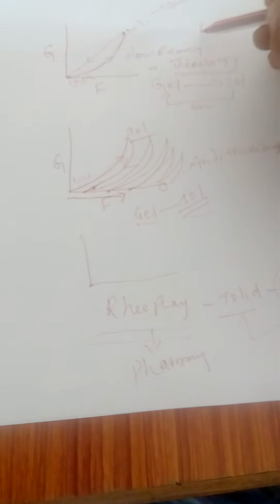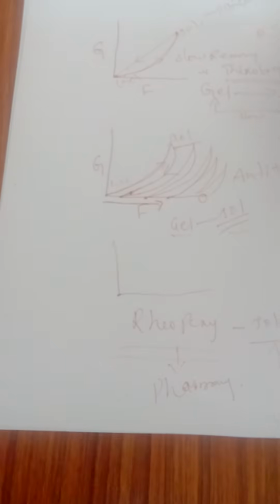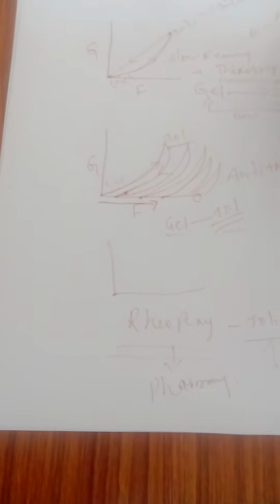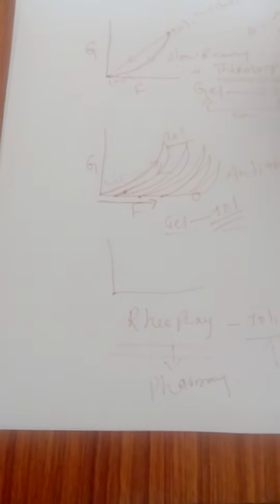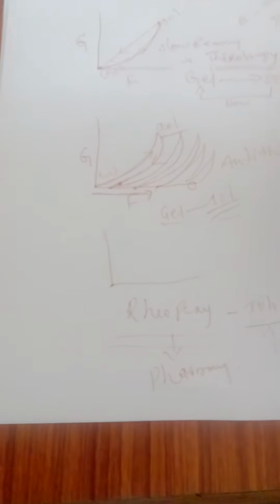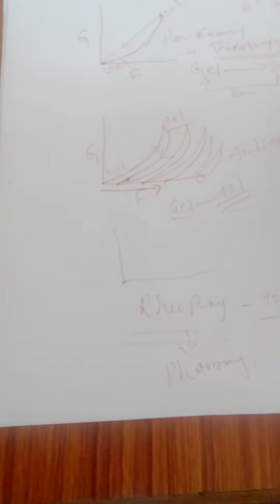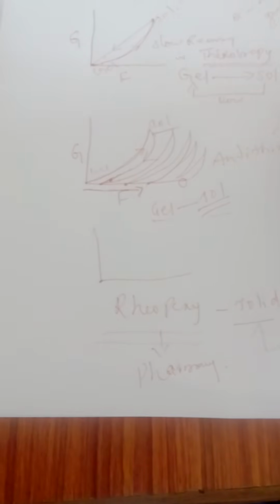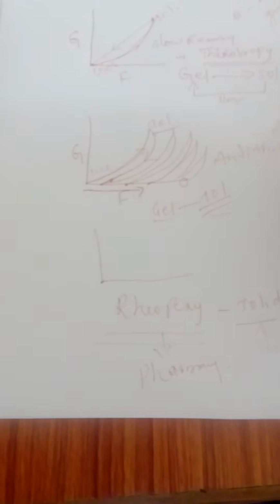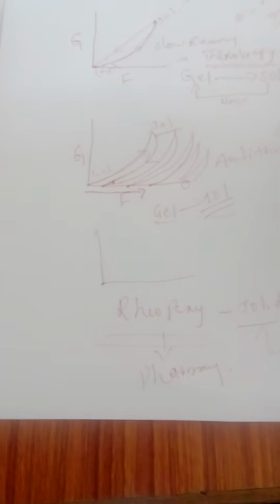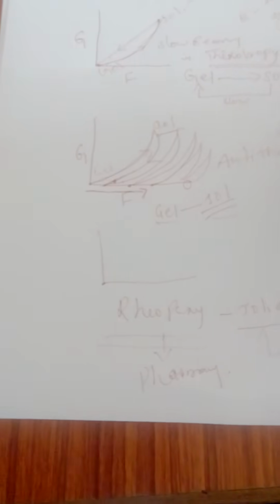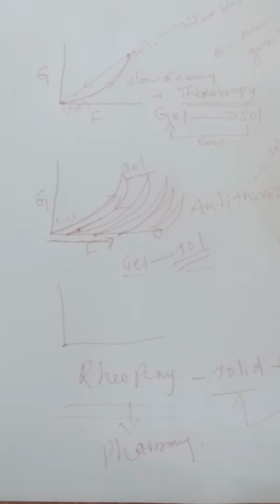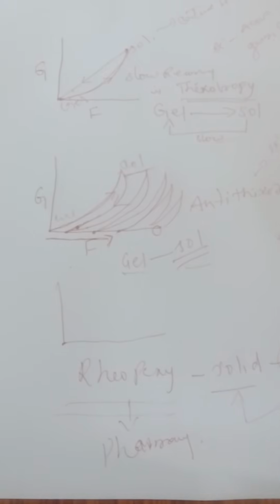If we take examples for thixotropy, we can say acacia or all gum solutions. For an antithixotropy example, you can take magnesia magma, which is a suspension, or milk of magnesia. These are the examples for antithixotropic substances.